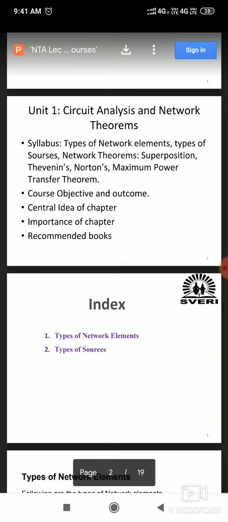The name of the textbook is Circuit and Networks Analysis and Synthesis by A. Sudhakar and Shyam Palli. Everyone note down this textbook. Copies are available in our market and in our library, and an e-book is also available. If I get that e-book, I will send it to the group.